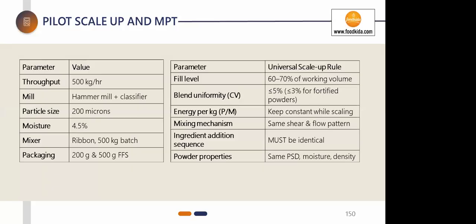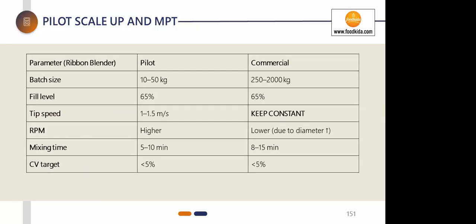Powder properties: you keep the same particle size distribution, moisture and density. Simple. So these are universal scale-up rules. Now I come to millet manufacturing, which is specific to a ribbon blender. Now, if you see, the pilot batch size is roughly 10 to 20% of your commercial batch size. If your commercial batch size is 500 kg or 1 ton, your pilot batch size should be 10 kg.